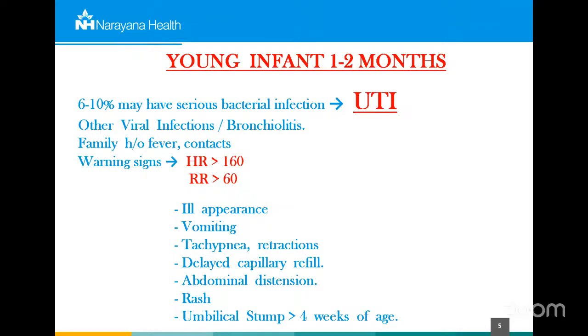Warning signs here would be a heart rate which exceeds 160 even if there is no fever, and respiratory rate more than 60, whatever the reason. An ill appearance, excessive vomiting, tachypnea, retractions, a very delayed capillary refill. If the child is using all the abdominal, chest and accessory muscles of respiration, distension of the tummy, a very bad rash. And if the umbilical stump is still there at more than 4 weeks of age, that means there may be an infection there.